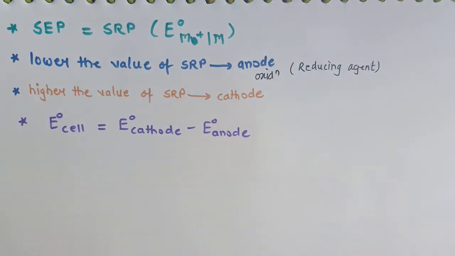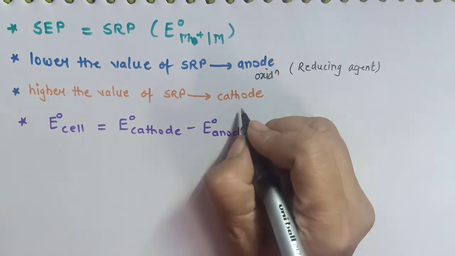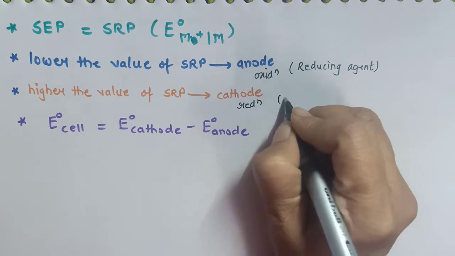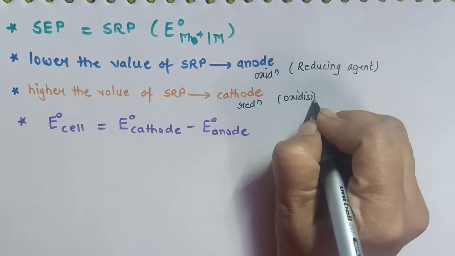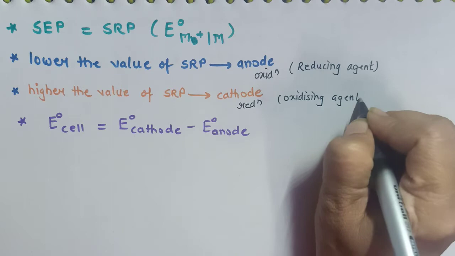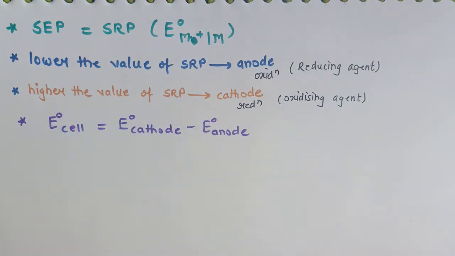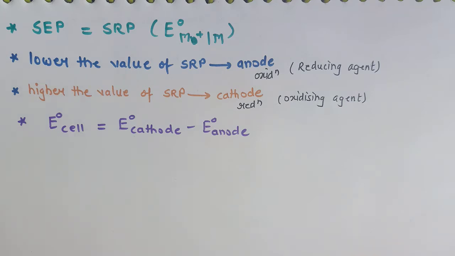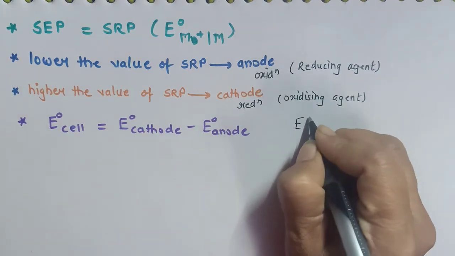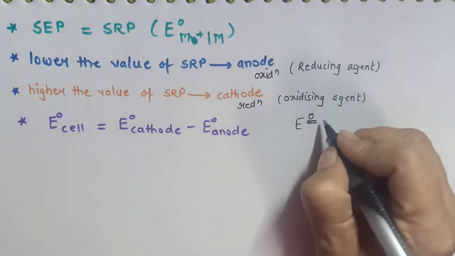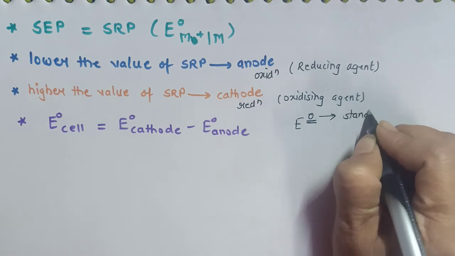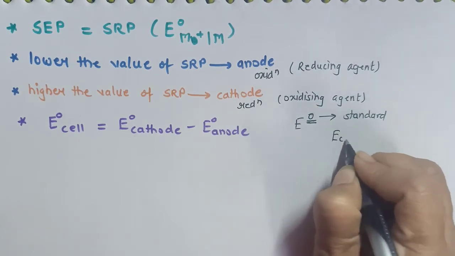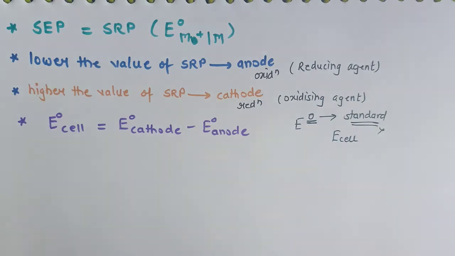On the other hand, the element with higher value of standard reduction potential will act as cathode, reduction will take place over here and it will act as oxidizing agent. By knowing the E0 values of cathode and anode, we can determine the overall potential of the cell. E0 cell equals E0 cathode minus E0 anode. Remember, whenever we are writing the symbol of naught, it indicates the standard conditions. If we are simply writing E cell, that means the conditions are not standard.